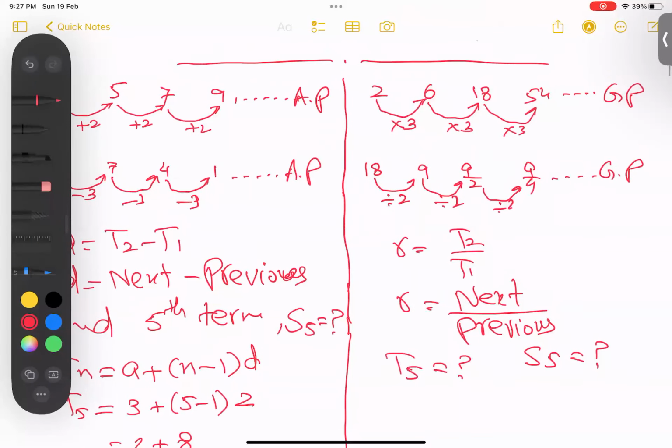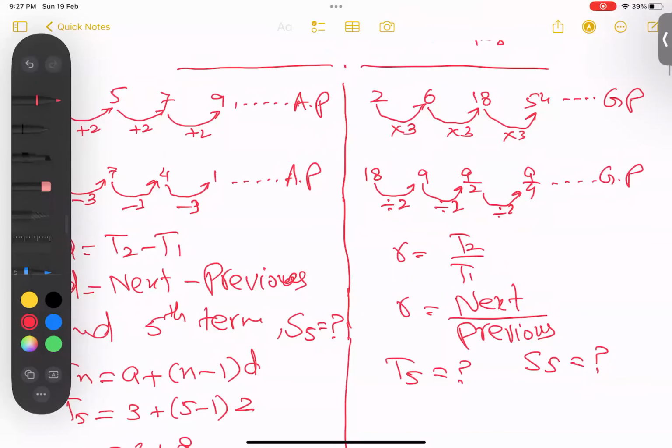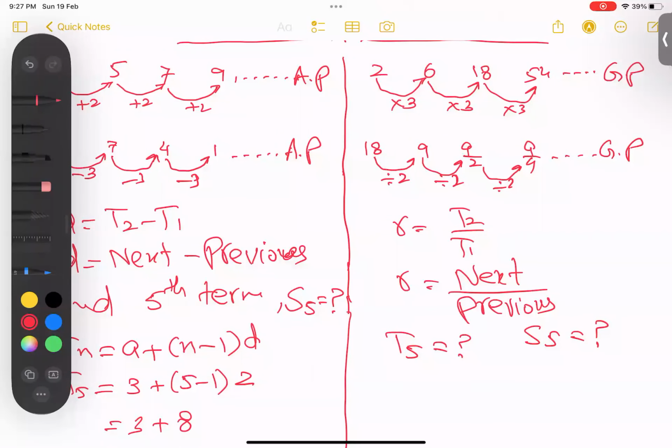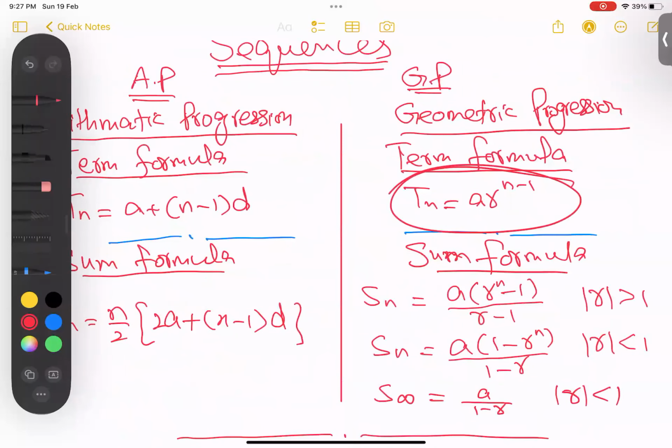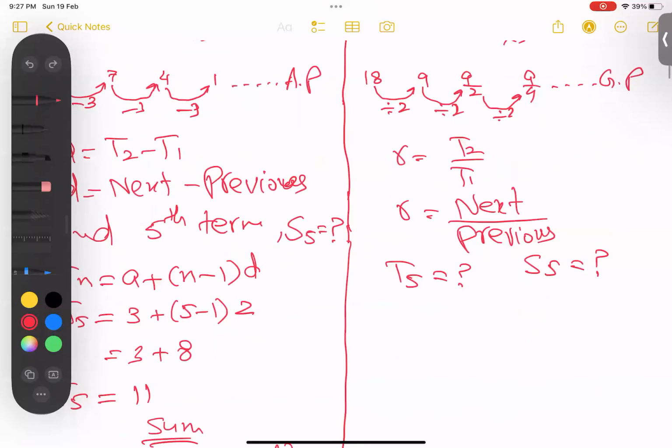So let's find it. Bismillah ar-Rahman ar-Rahim. And I believe you will, inshallah, understand it easily. Formula is what? Have a look. Here: a r to power n minus 1. So let's start. Tn equals a r to power n minus 1. I replace every n by 5. Logic: I'm looking for the fifth term. So put 5 here and put 5 here.